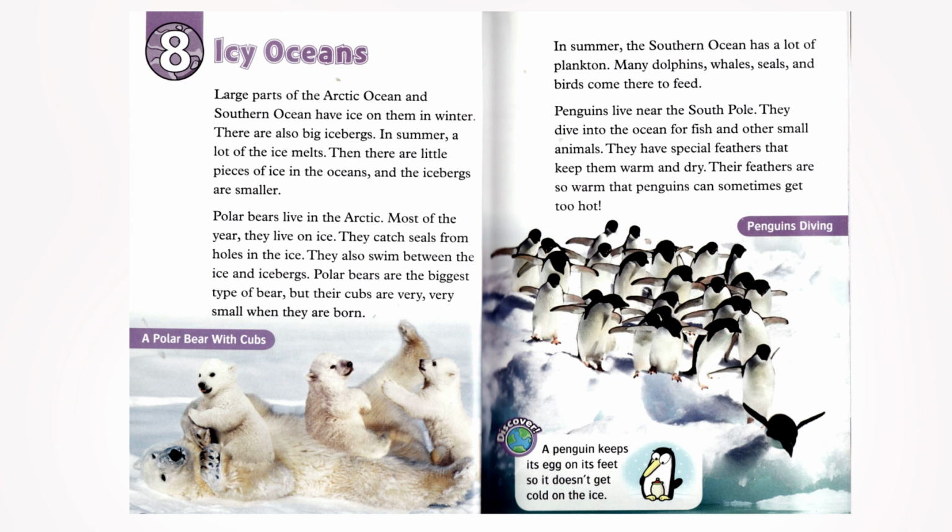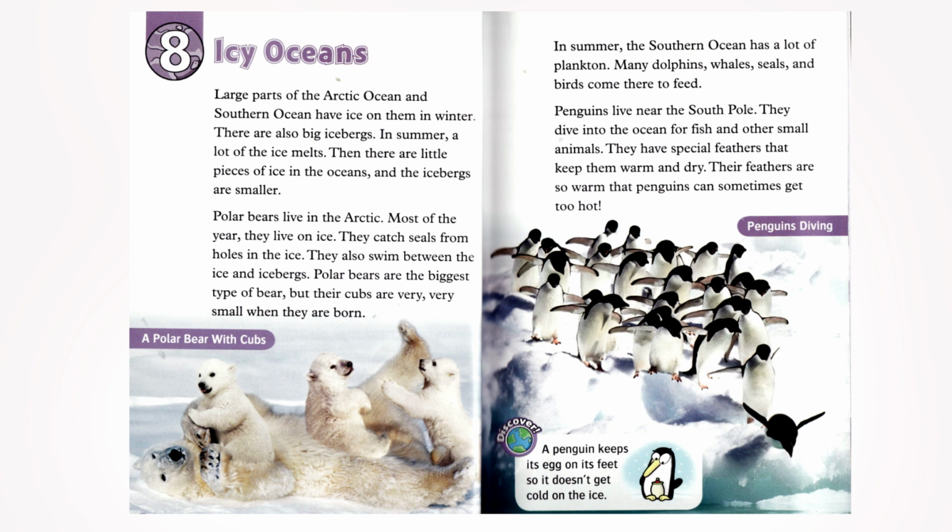Chapter 8. Icy Oceans. Large parts of the Arctic Ocean and Southern Ocean have ice on them in winter. There are also big icebergs. In summer, a lot of the ice melts. Then, there are little pieces of ice in the oceans, and the icebergs are smaller.